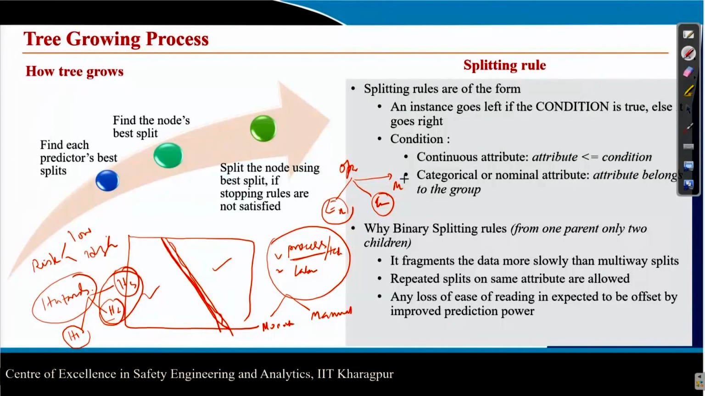Then the second one is which split you will choose. You will choose that split which is giving you the best improvement. That means you may choose hazard, or the process workplace type, or the operator's experience level. Whichever one you choose, it will come at the first level, the first node. Then after this first split, these two nodes are created.